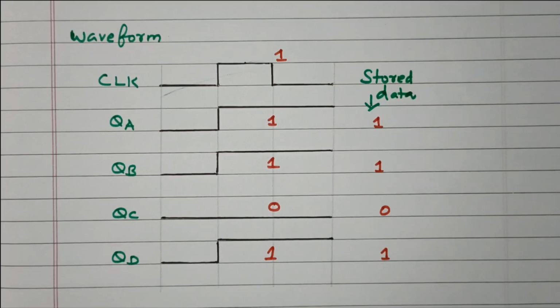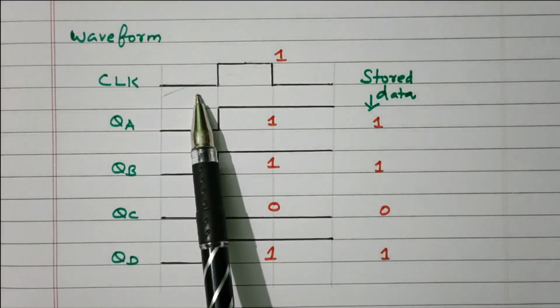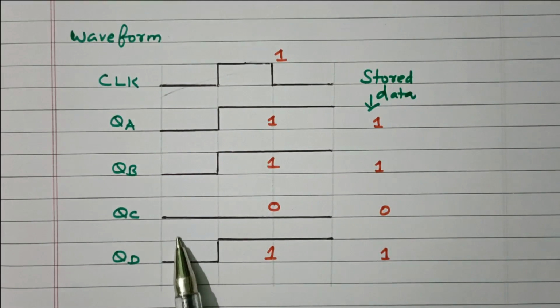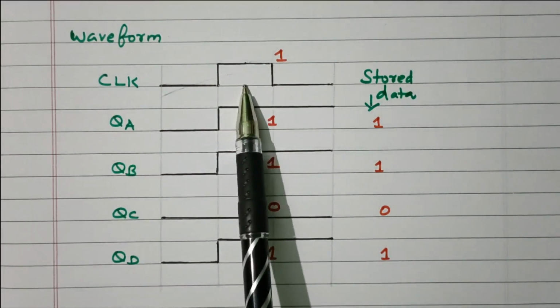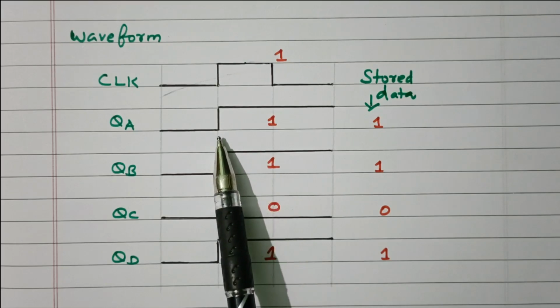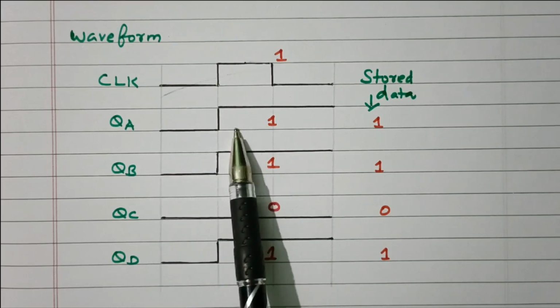Now we will see the waveform. So this is the clock pulse. Initially all are 0. QA, QB, QC all are 0. After the first clock pulse, the first flip-flop will get 1.